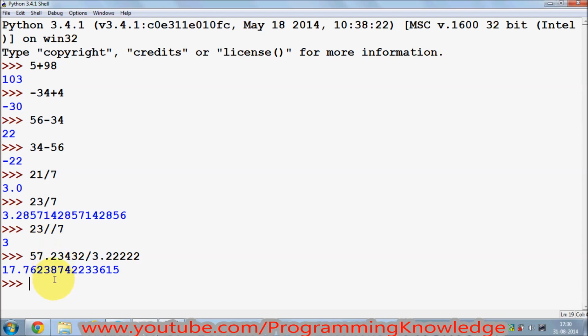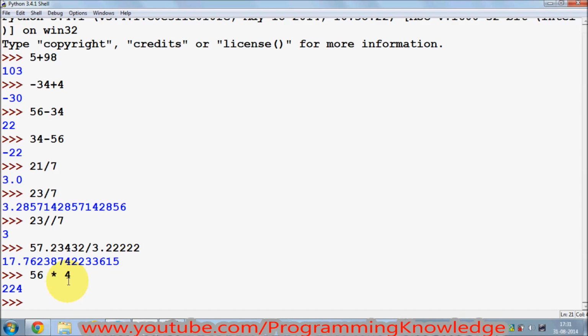Now for multiplication, multiplication is also simple. For example, you want to multiply two numbers, 56 multiply. For multiplication you use this asterisk symbol or star symbol simply. So this star symbol or asterisk symbol will be used as a multiplication symbol. Okay, so 56 multiplied by 4 is 224. So you can use multiplication like this.